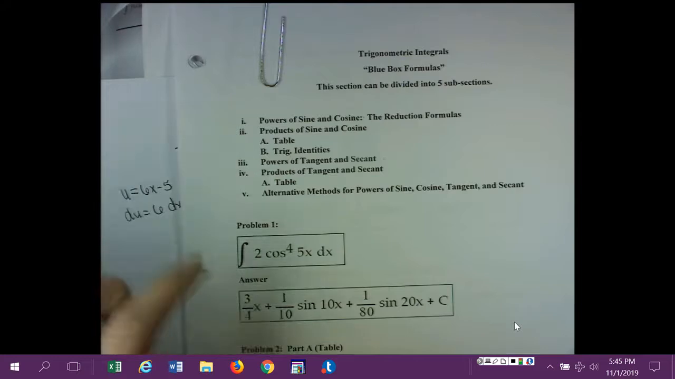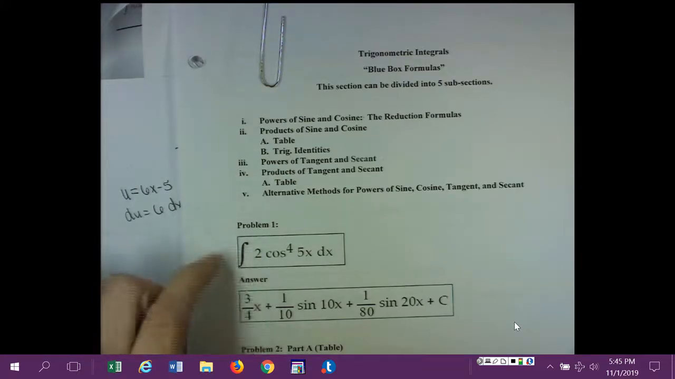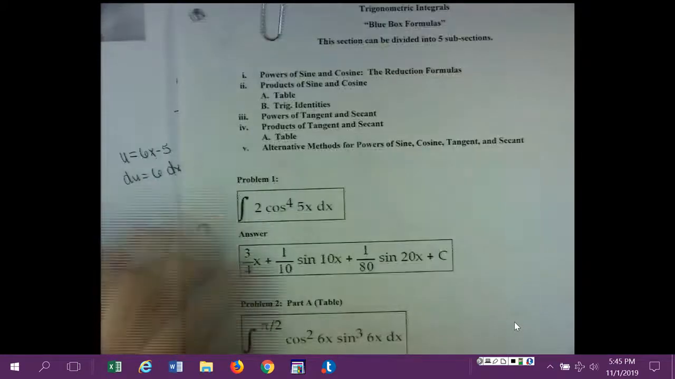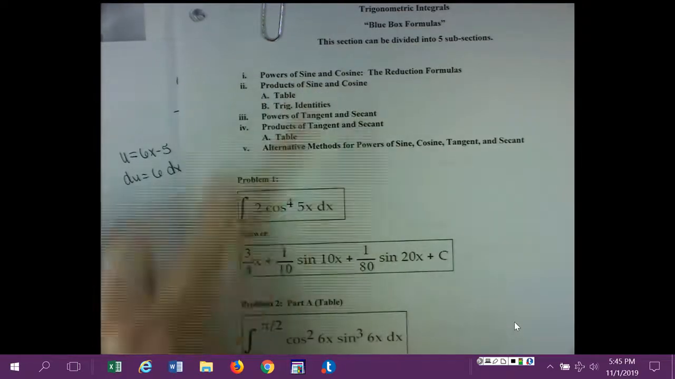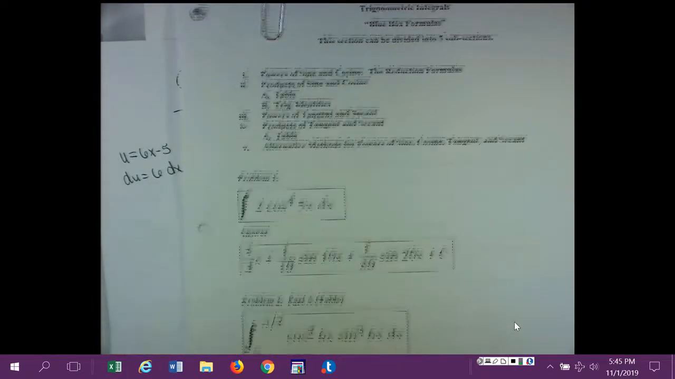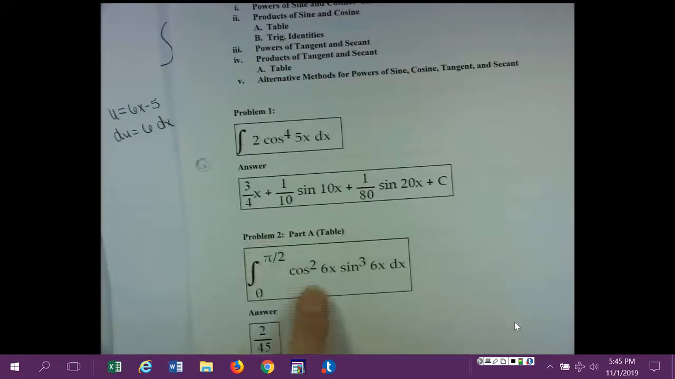Now, these problems you can actually work on inside of class, or on your own, and here are the answers. If you notice, problem 1 is a power of cosine problem. Problem 2 is a product of sine and cosine, which is going to need a table. And you better rewrite this to put sine first. Sine of 6x quantity cubed goes before cosine of 6x quantity squared in standard form to use the table.